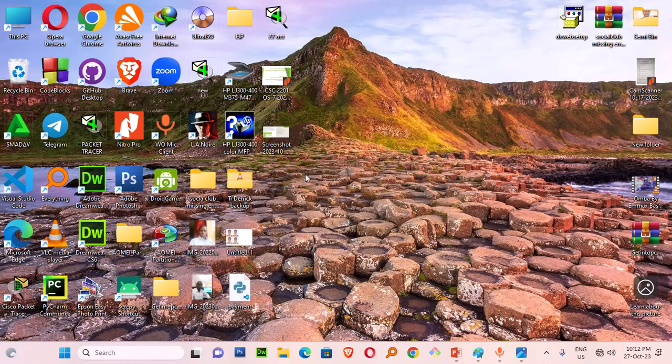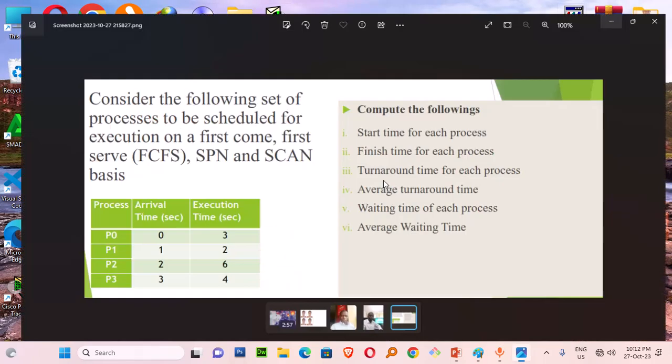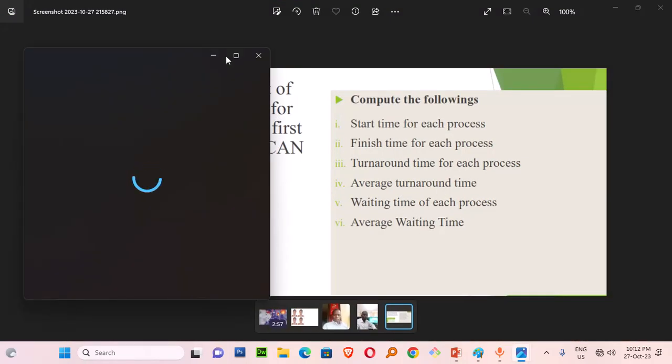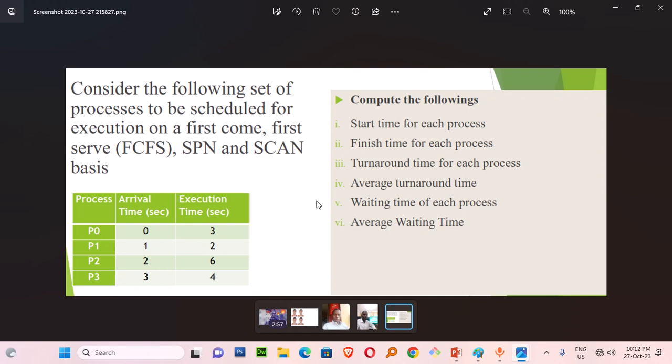For example, I'll use an example here that will be our case study, and we are going to calculate it. I will give an example here. They are saying consider the following set of processes to be scheduled for execution using first come first serve, on the basis.